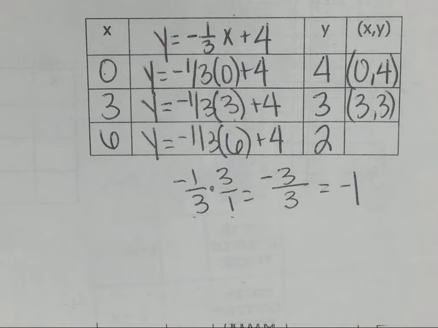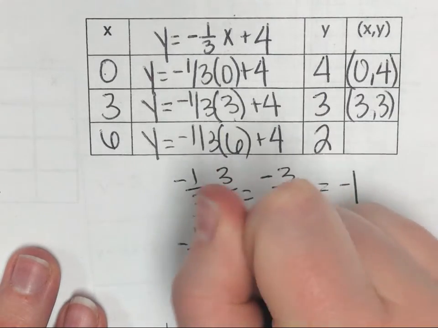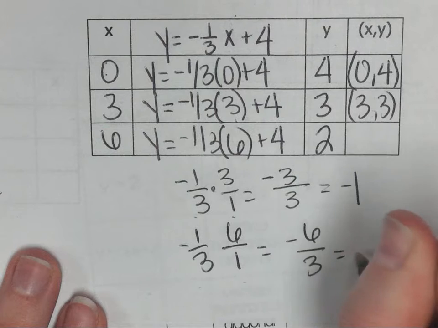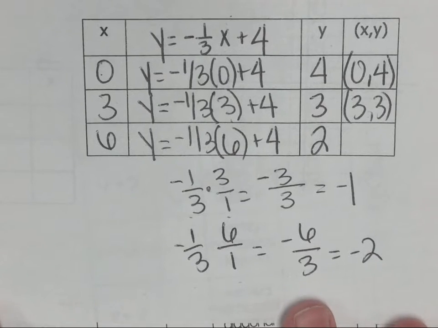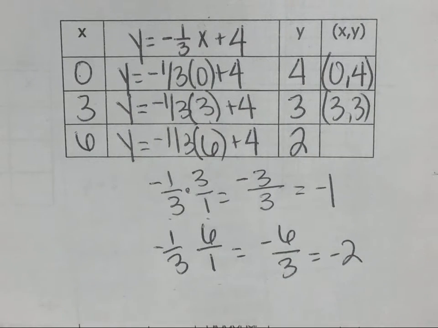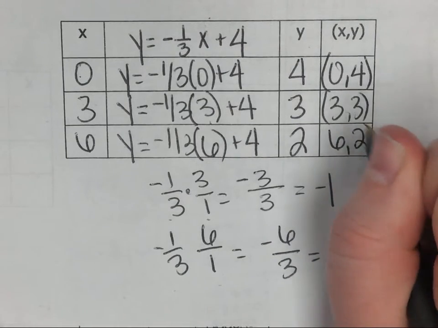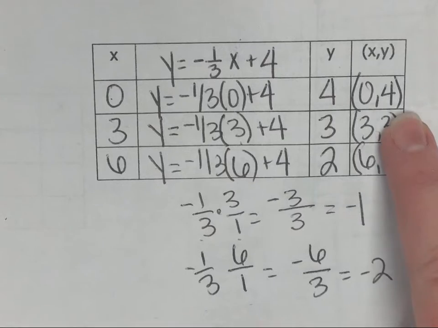How'd you get 2? Negative 1/3 times 6 is negative 6 over 3, which is negative 2. Y'all, stop. So our points here are 3, 3 and 6, 2, and then we can plot these 3 points. So our first one is at 0, 4.